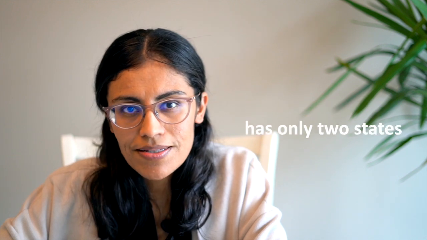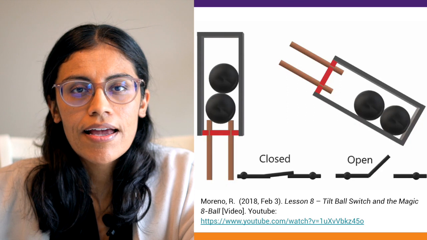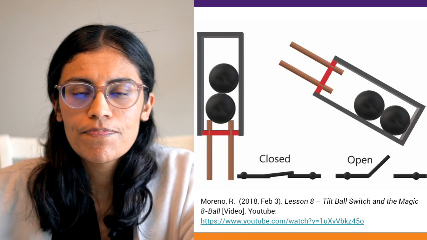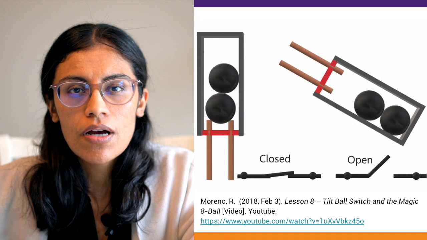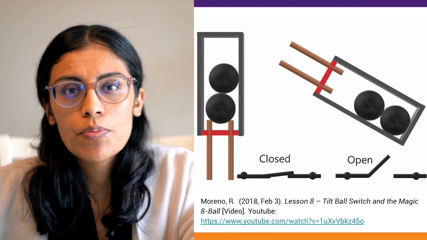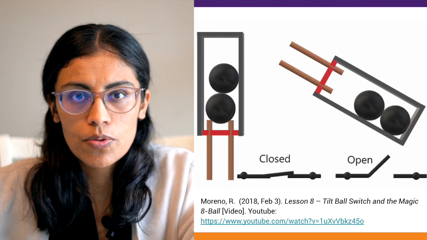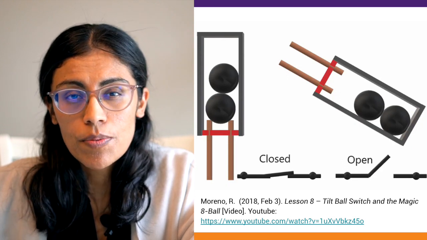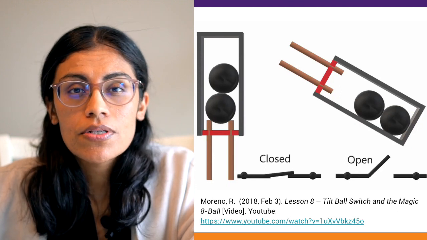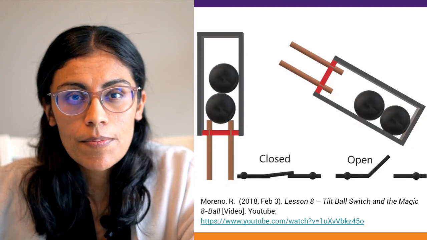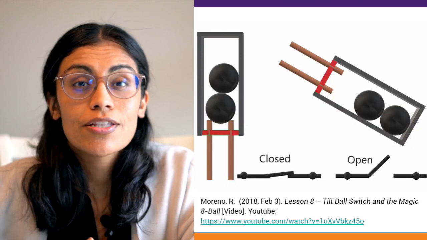The tilt ball switch is more specifically a digital input, meaning it can only have 2 possible states. Here you'll see that inside the tilt ball switch are 2 metal balls. When the tilt ball switch is upright, the metal balls touch the 2 metal prongs, closing the switch and creating that closed loop. When the tilt ball switch is tilted, the metal balls move away and are disconnected from the metal prongs, creating a switch that's open.